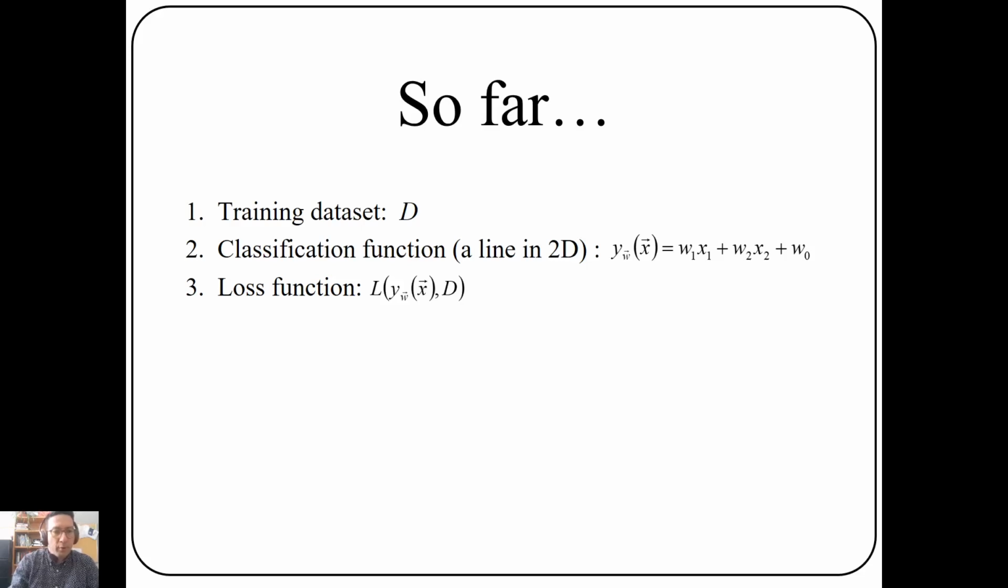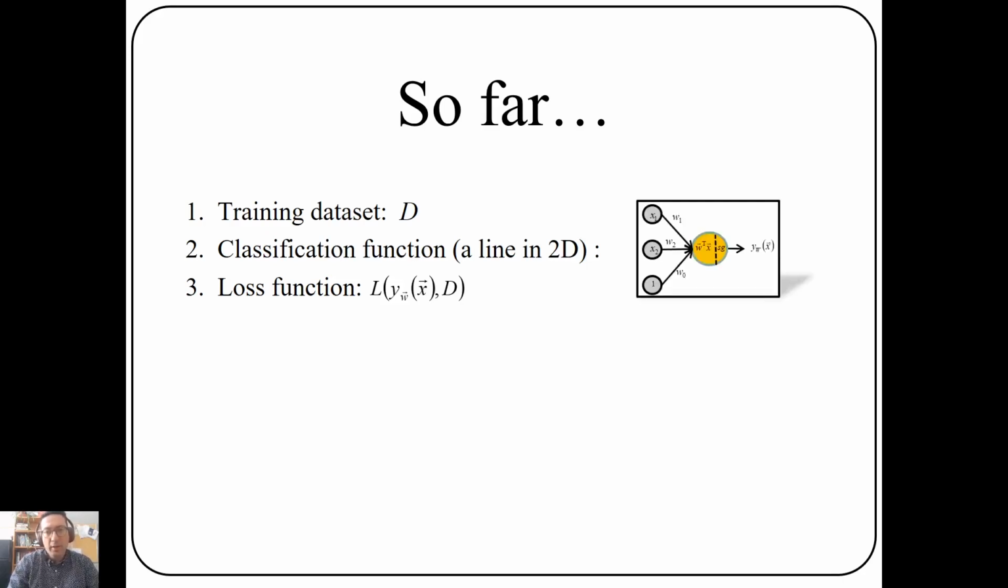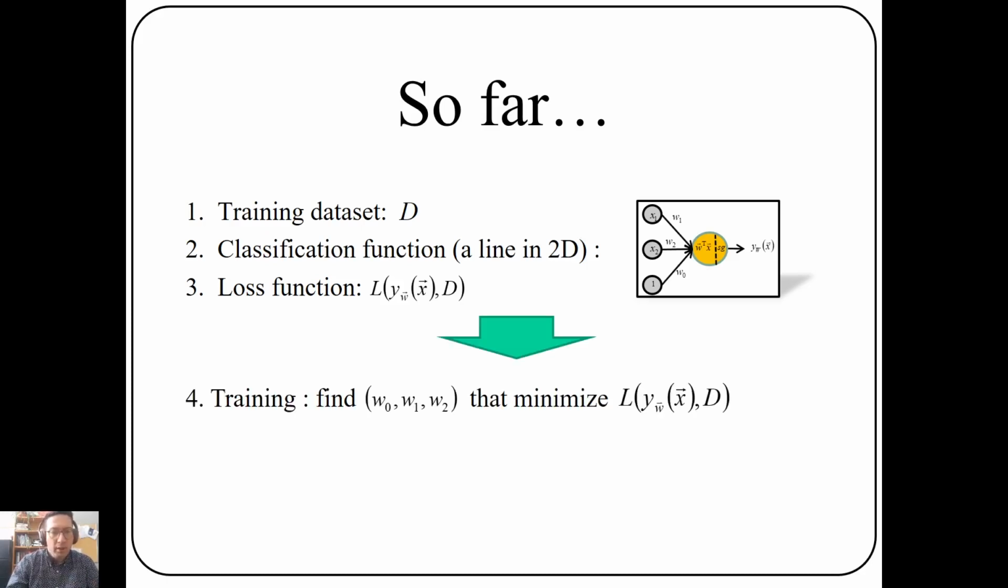So far, what do we have? We have a training dataset D, a classification function, which is the definition of a line, that we will now represent as a graphical model like this, the perceptron model. We have a loss function that we haven't seen exactly what it looks like so far, but we'll look at it very soon. And then we have a training algorithm that finds the best parameters that minimize the loss function L.